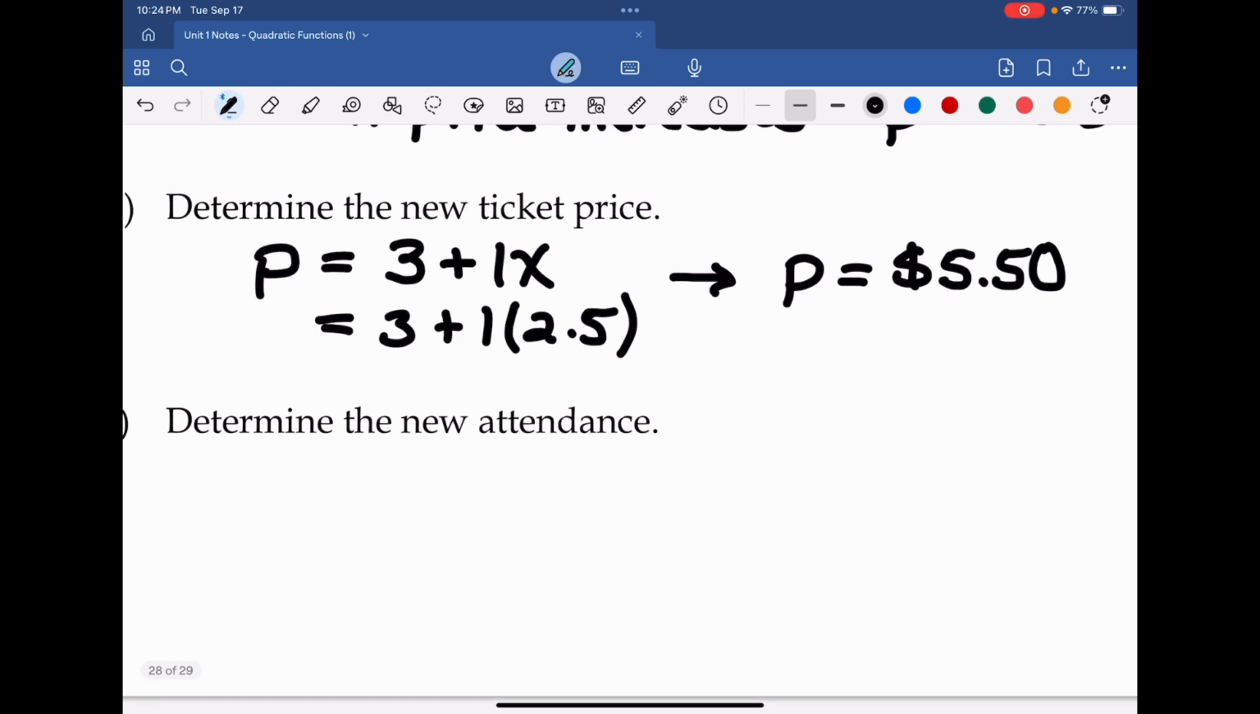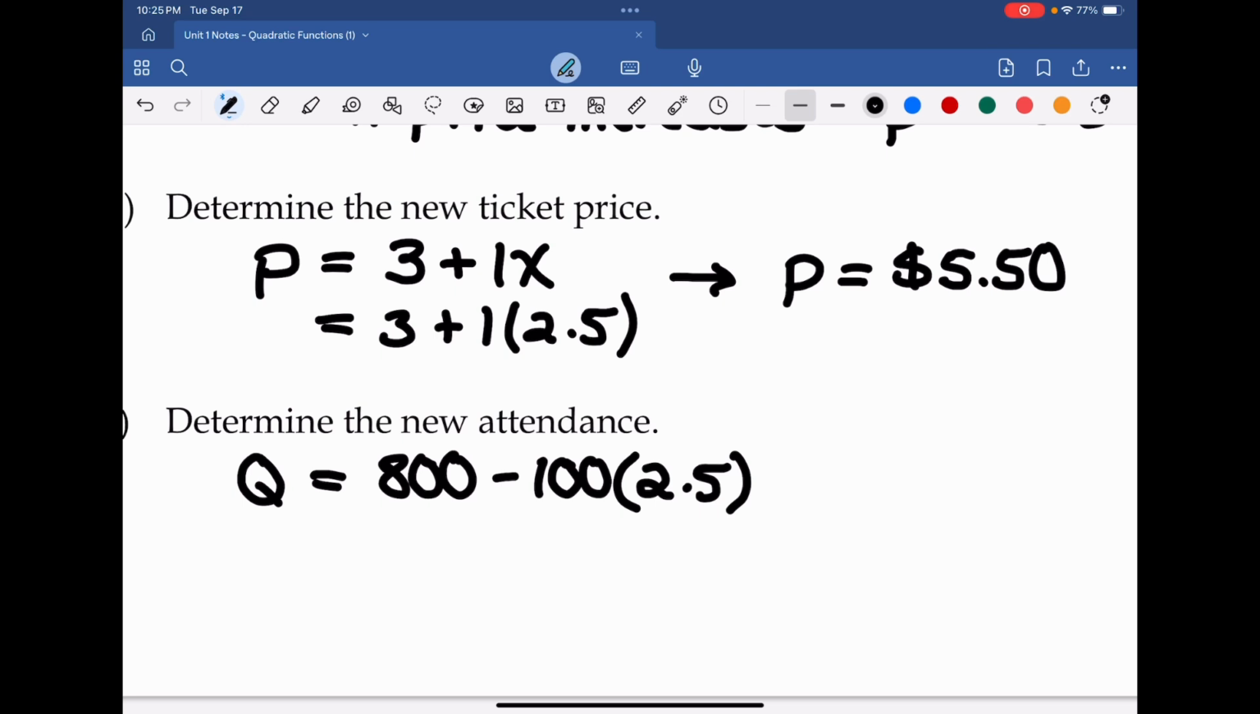What is the new attendance? Well, that's the quantity marker. Quantity was 800, which is the original attendance, minus 100 times the number of price increases. This is going to be equal to 800 minus 100 times 2.5, which is 250. This is going to end up giving us 550.